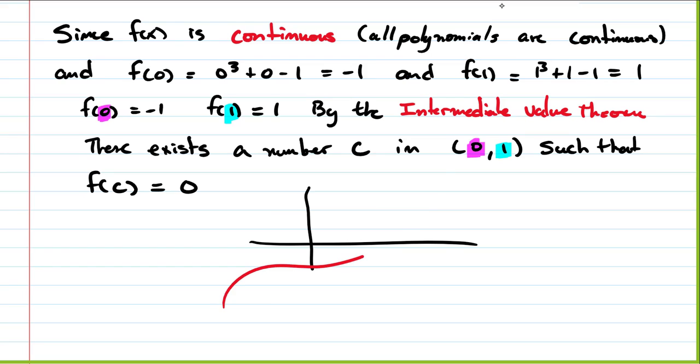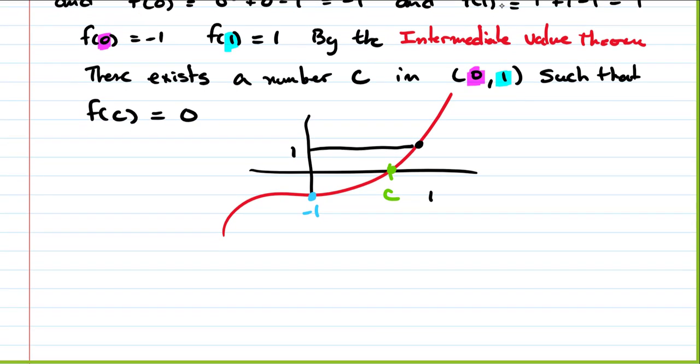so we have this function and we know it's continuous. We know at 0 it has value negative 1, and we know over here at 1 it has value positive 1. So since it was continuous, we know it couldn't jump over the x-axis, so there had to exist some number c by the continuity of the function where it crossed the x-axis, so it's equal to 0. Right? That's the intermediate value theorem. So that proves that there's at least one real 0.